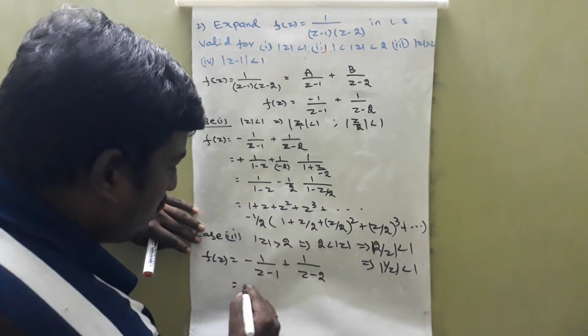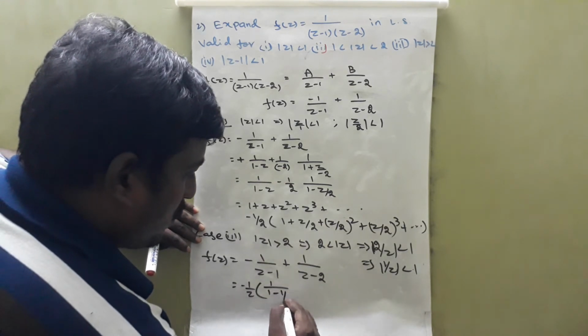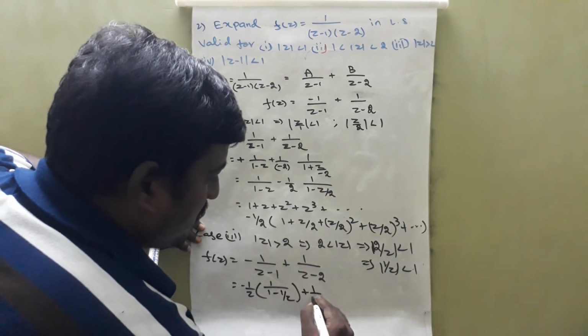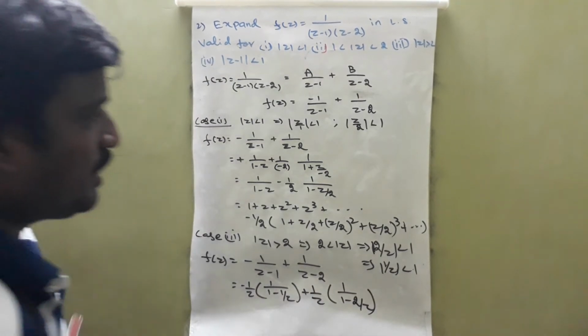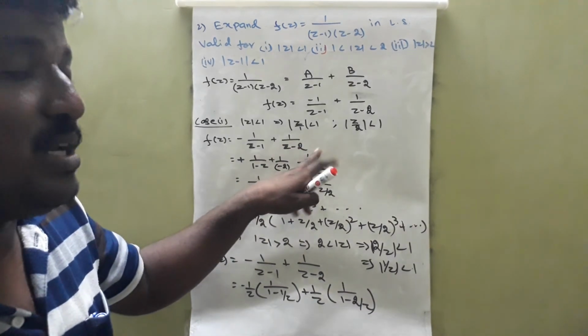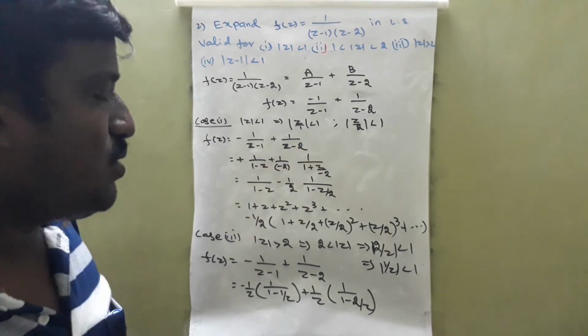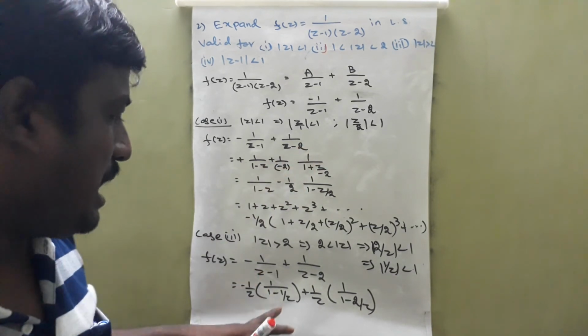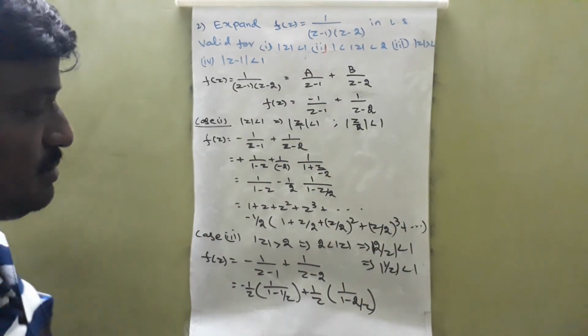If you take out z outside, what do you get? 1 by z into 1 by 1 minus 1 by z. Here also I can take out z outside. I will get 1 by 1 minus 2 by z. Previous case, if you take out 2 outside, I will get z by 2 minus 1. I need 1 minus z by 2. So I have to take out minus 2 outside. But here if you take out z outside, I have the original form 1 by 1 minus something or 1 by 1 plus something.